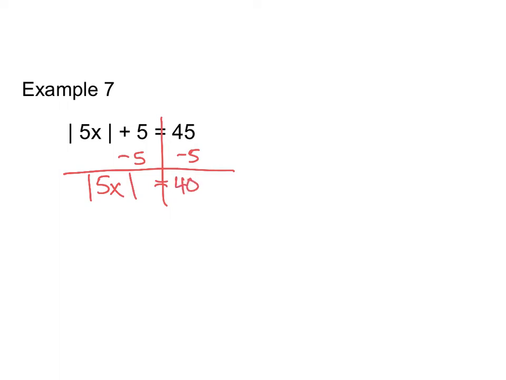Now next step is to judge. Who are we judging? That positive 40. Is it positive? Yep. Then that means we can go ahead and do our split. We can do our two equations. 5x equals 40. 5x equals negative 40. And then we can go ahead and solve both of those equations.